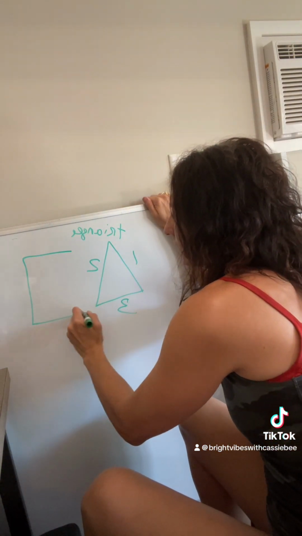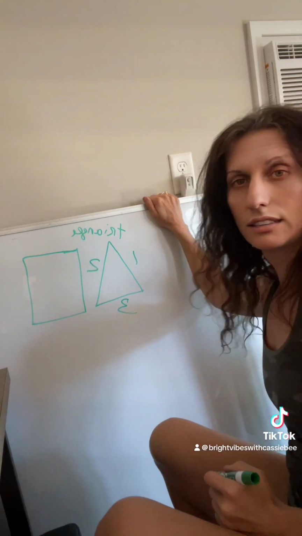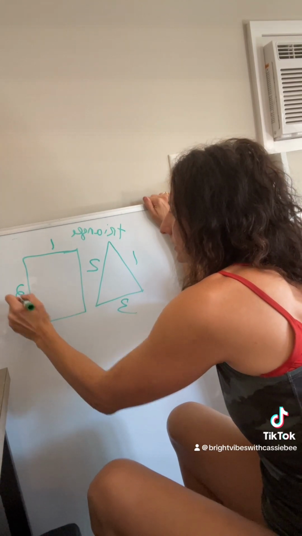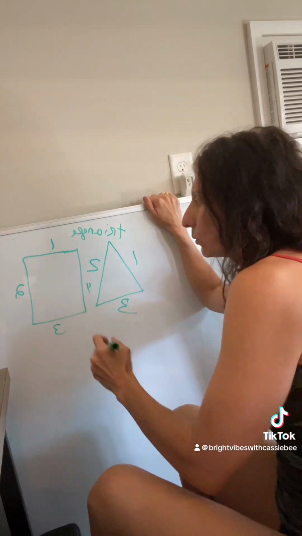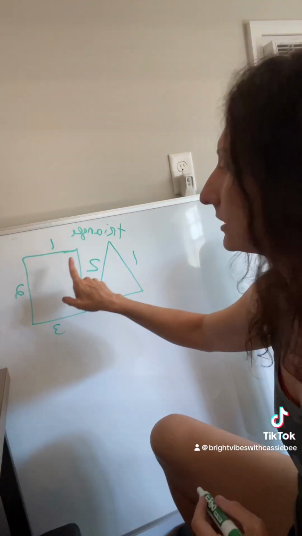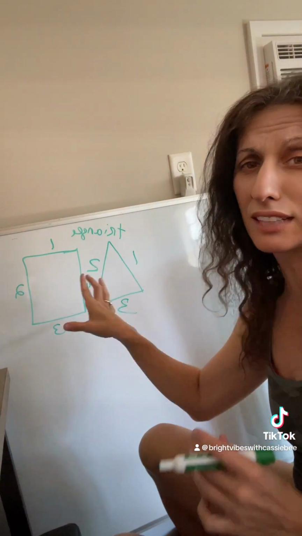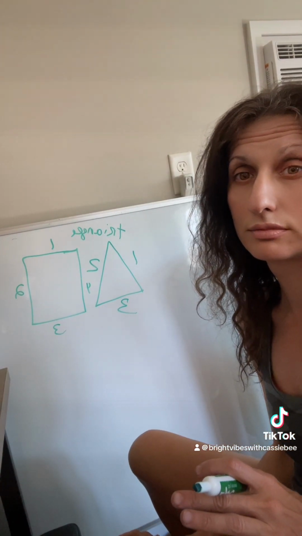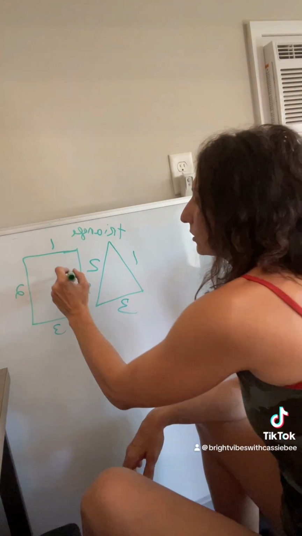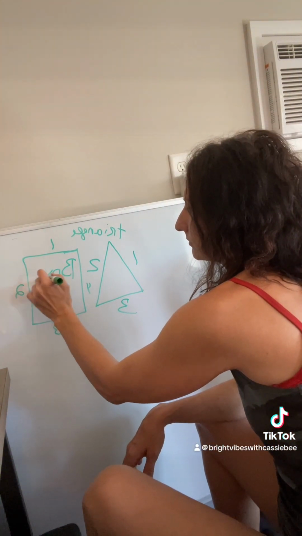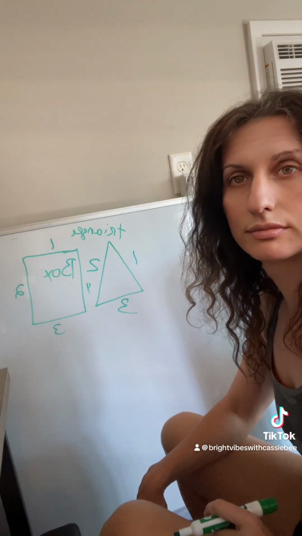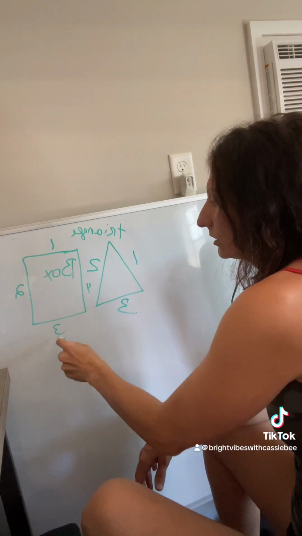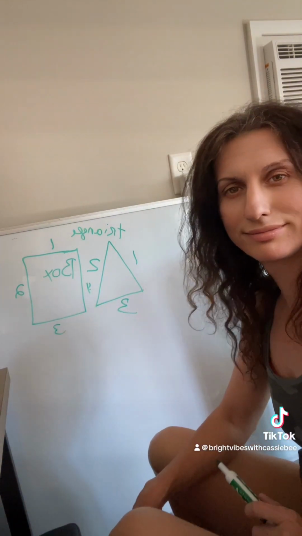And this is a square. A square has 4 sides of equal length. Although Miss Cassie might not have made the sides quite equal because I don't have a ruler. This is also called a box. 1, 2, 3, 4.